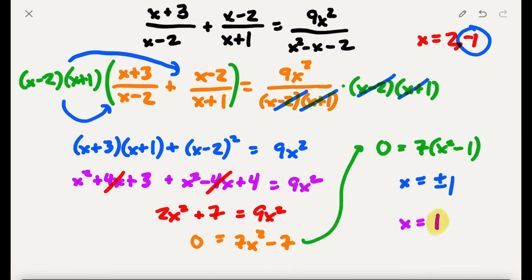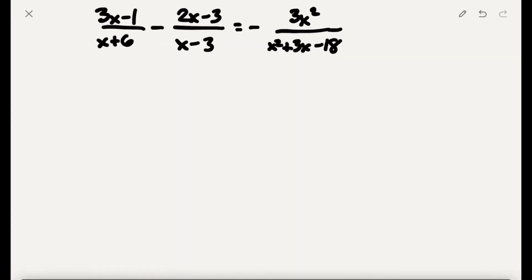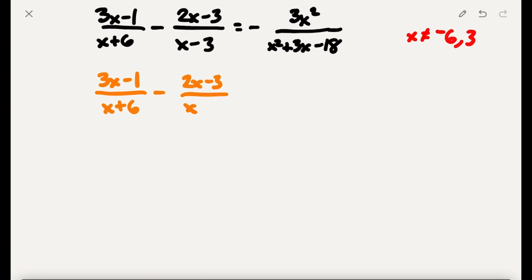Okay, let's go to the next one. All right, for this next one, first thing I'm going to do is figure out what values I cannot set x to, and that's -6 and 3. Okay, next thing we're going to do is factor everything here. So it's going to be (3x - 1)/(x + 6). That stays the same. So does this second one here. But this one here, the denominator will factor to (x + 6)(x - 3).